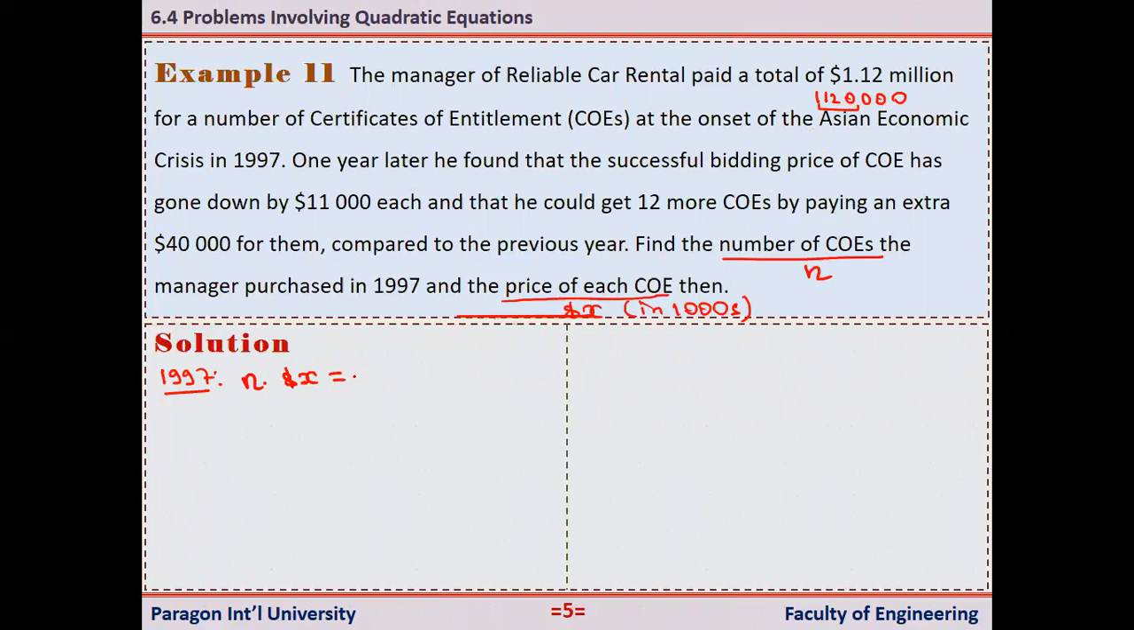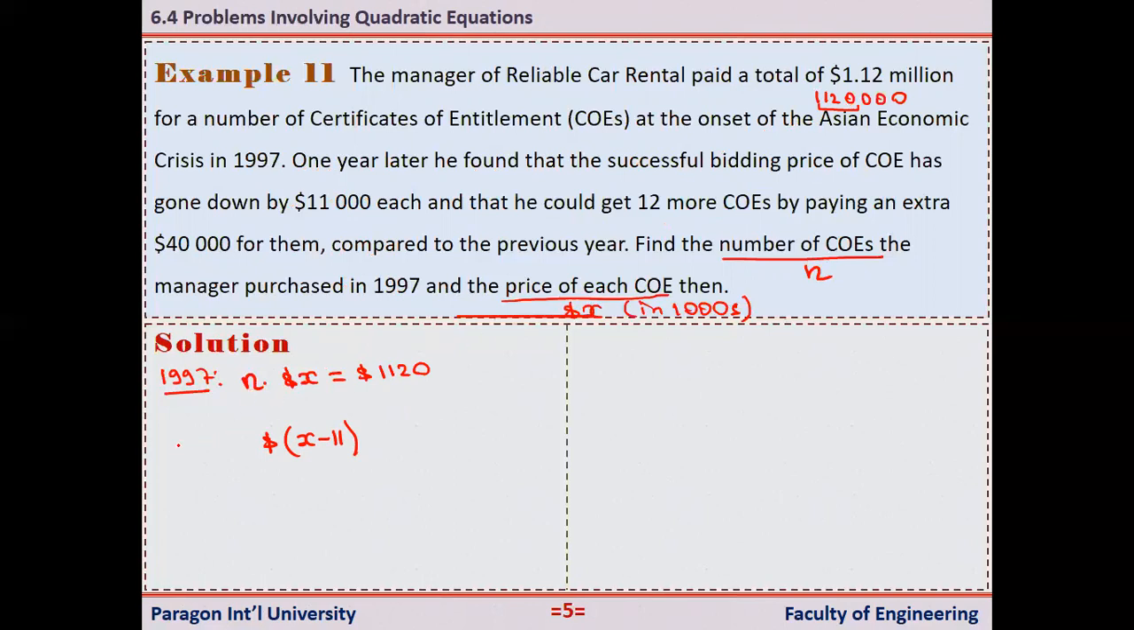So here we have the total amount, which is how much we paid: 1,120 thousands, which is equal to 1.12 million. And one year later, he found that the successful bidding price of COE has gone down by 11,000. Next year, the price was how much? It has gone down by 11,000. X minus 11,000. Everything is in thousands, so I just write 11, right? And that he could get 12 more COEs.